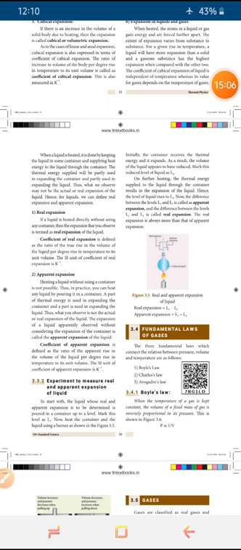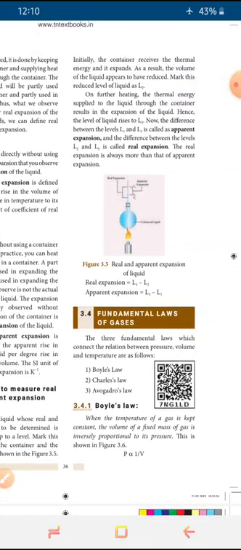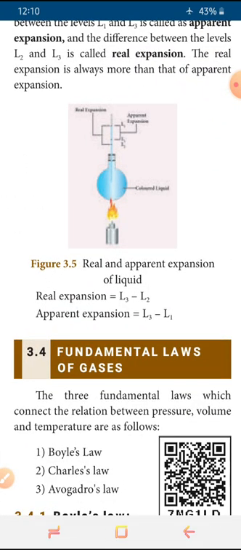And the next important and more easy topic: experiment to measure real and apparent expansion of a liquid. It is the most important question. For that, a diagram is given. Check the diagram. So you have your book along with you and refer to your book. This figure 3.5 is given for explanation of this experiment.